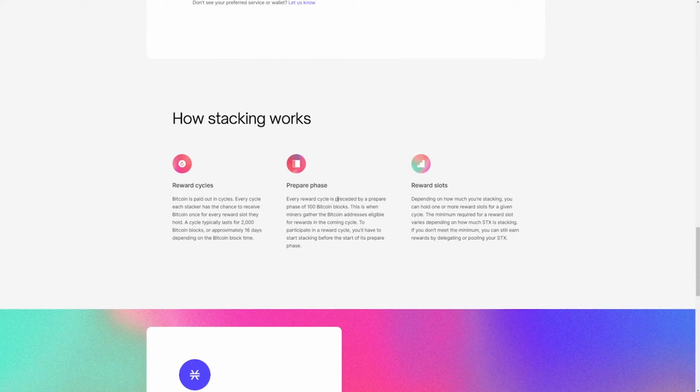So every reward cycle is preceded by a prepare phase of 100 Bitcoin blocks. This is when the miners gather the Bitcoin addresses eligible for rewards in the coming cycle. So if you want to participate, you have to start stacking before the start of this prepare phase. Depending on how much STX you have, you can hold one or more reward slots for a given cycle. But if you don't meet the minimum requirements, don't worry, because you can still earn rewards by delegating or pooling your STX. So something similar to the Uniswap I talked about two videos before.